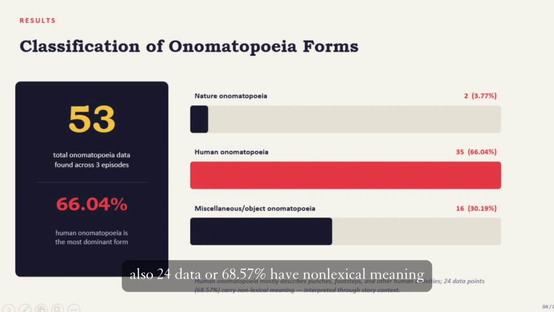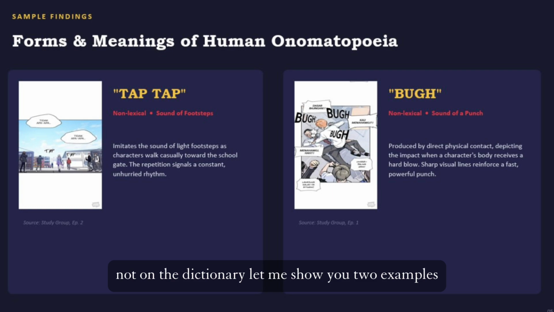Also, 24 data or 68.57% have non-lexical meaning. This means the meaning depends on the story's context, not on the dictionary. Let me show you 2 examples.